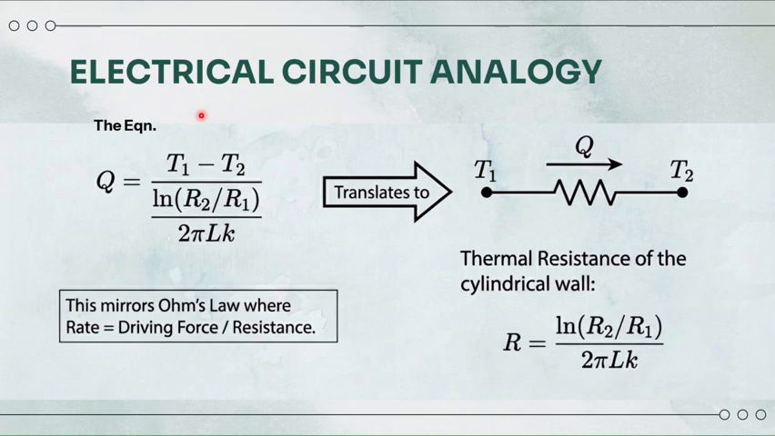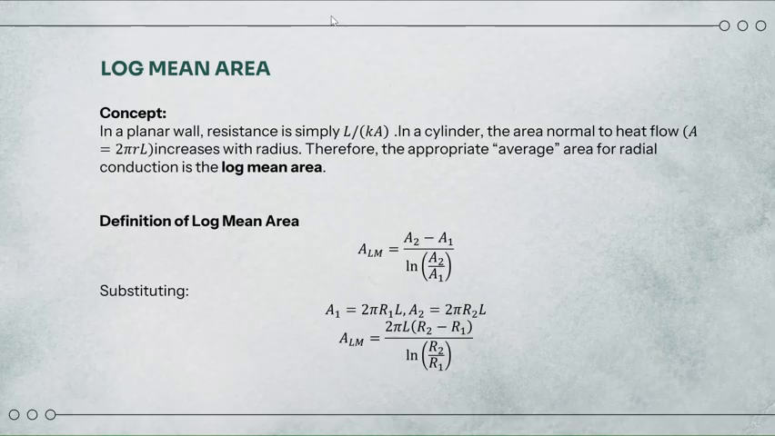To simplify analysis, we use an electrical analogy. Here, temperature difference acts like voltage, heat flow is like current, and thermal resistance acts like electrical resistance. So this mathematical equation can be translated to the given circuit where resistance equals ln(r2/r1) divided by 2 pi L k, which can be obtained from this equation here, where it can be mirrored as rate equal to driving force divided by resistance.